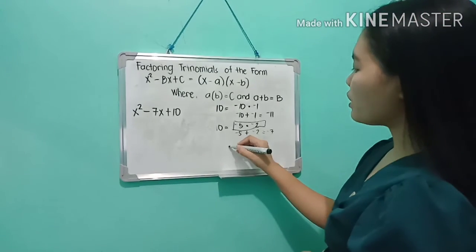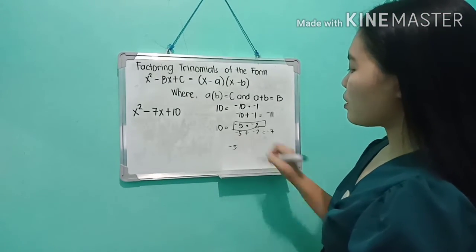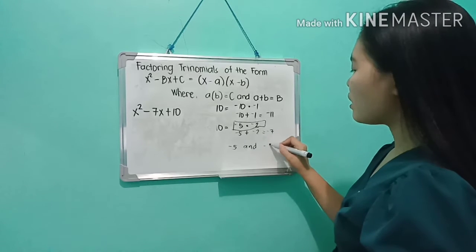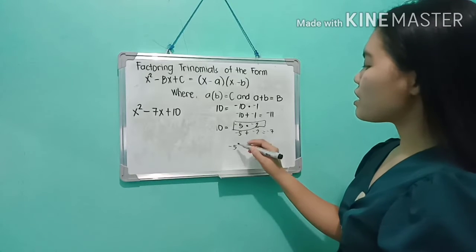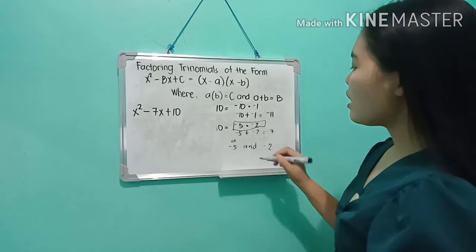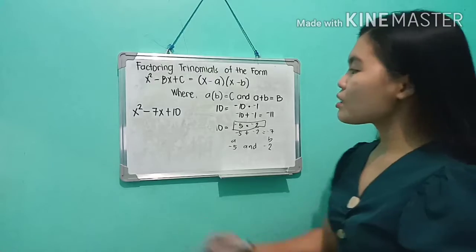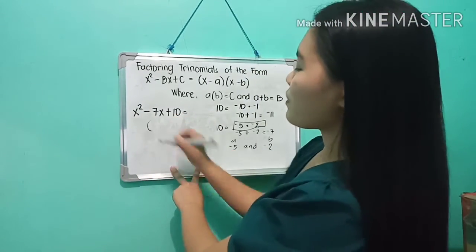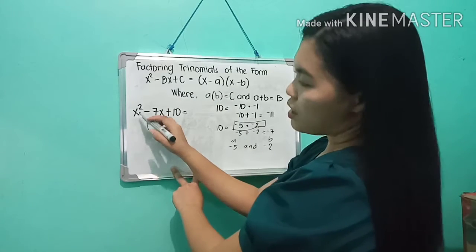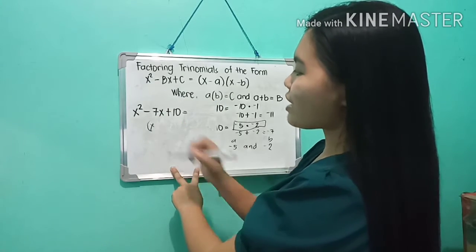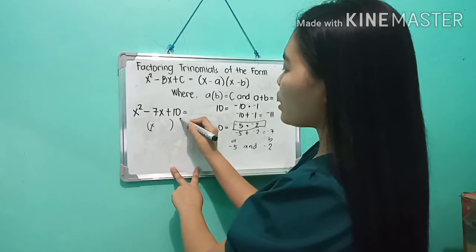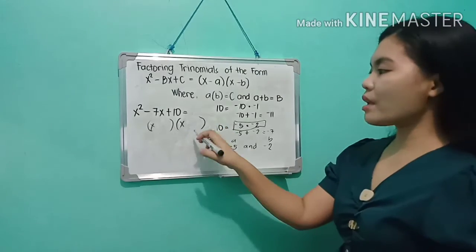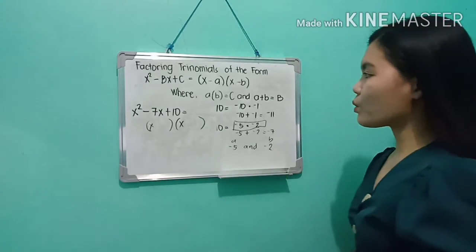So, we have our negative 5 and negative 2. So, this is our A, this is our B. So, susulat lang natin yan. Lagay ko ito sa baba. We have here X, yung factor ng X natin. Then, gawa tayo ng dalawang parentheses. We have another X. So, X times X is equals to X squared.